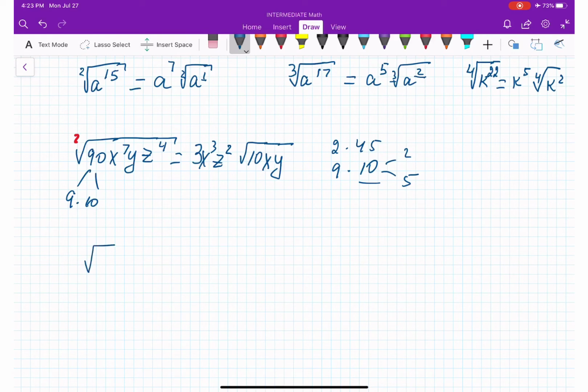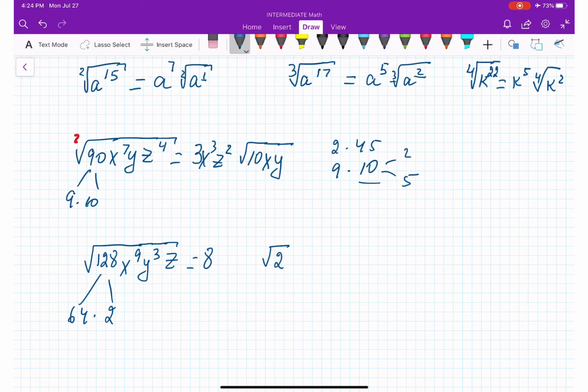Square root of 128 x to the power 9 y to the power 3, and we have z. Okay, 128, I am breaking down as 64 and 2, because the square root of 64 is 8. The 2 is going to stay underneath.